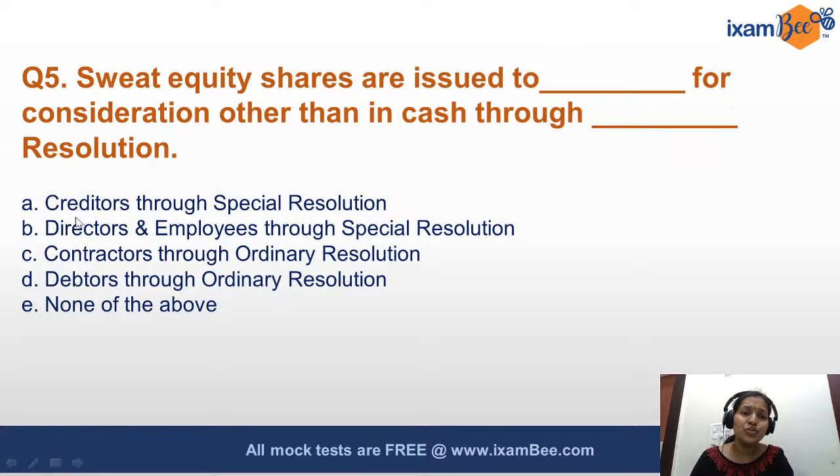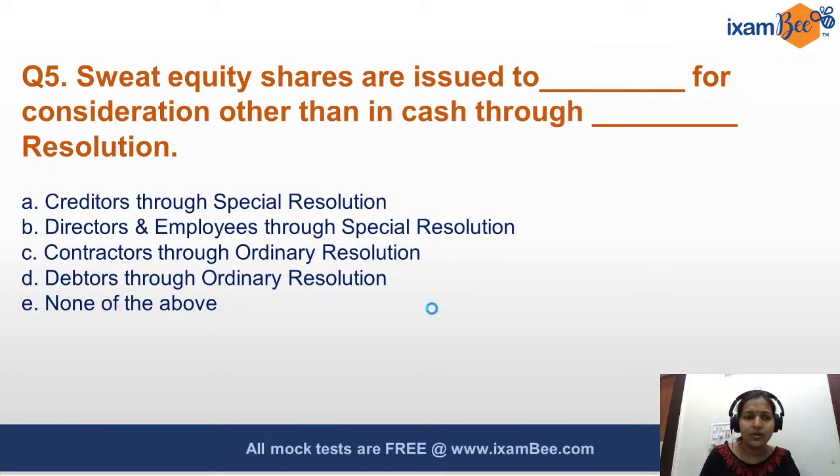Okay, is it issued to the creditors and approved through a special resolution, or is it issued to the directors and employees approved by a special resolution, or to the contractors approved through an ordinary resolution, or is it issued to the debtors of the company through an ordinary resolution, or none of the above? So for the fifth, okay, so yes, all of you are right.